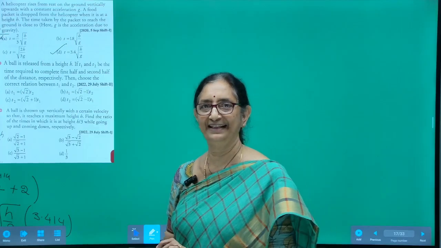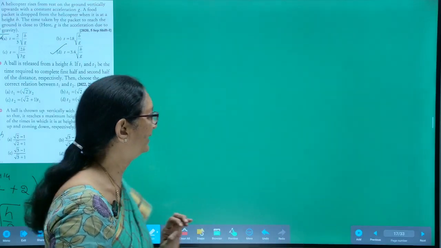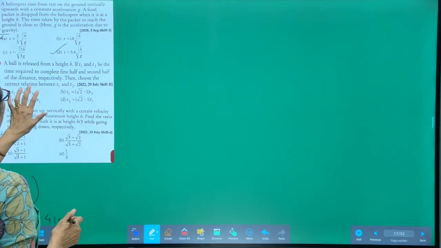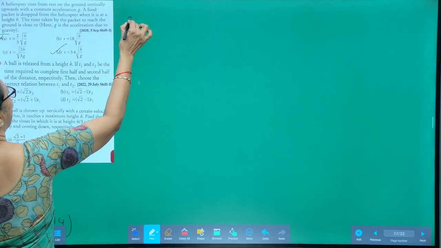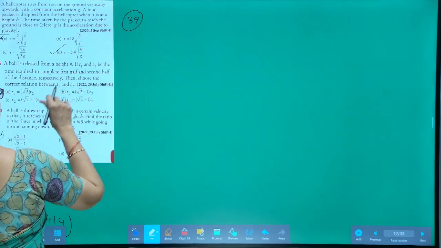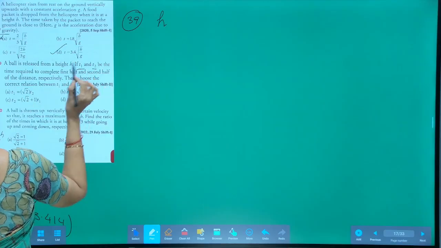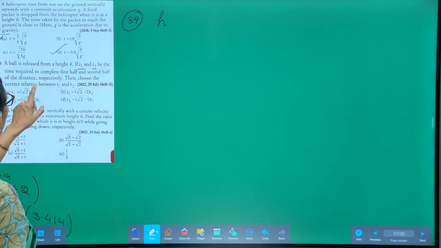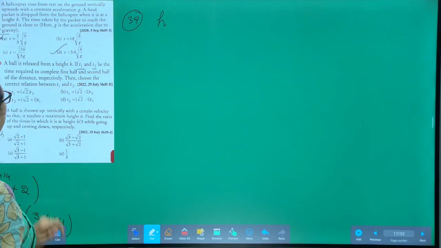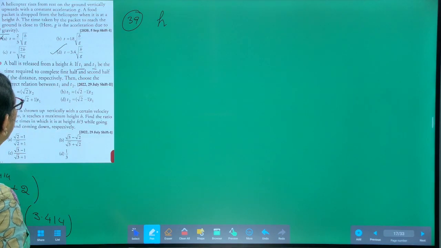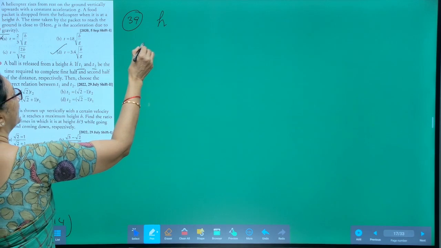That is the hint for that problem. Okay. Now let's move on to the next problem. A ball is released from a height h. If T1 and T2 be the times required to complete first half and second half of the distance, choose the correct relation between T1 and T2.